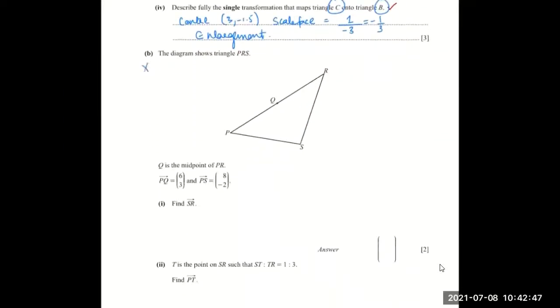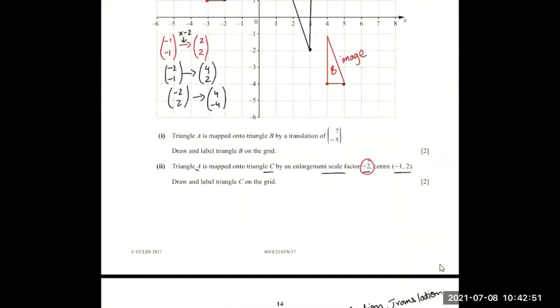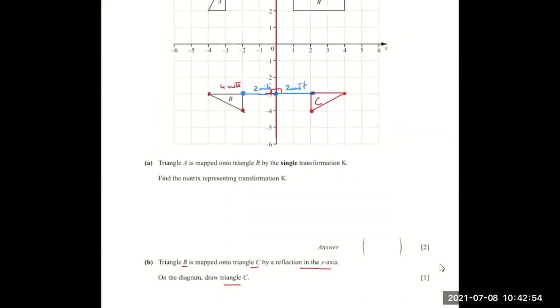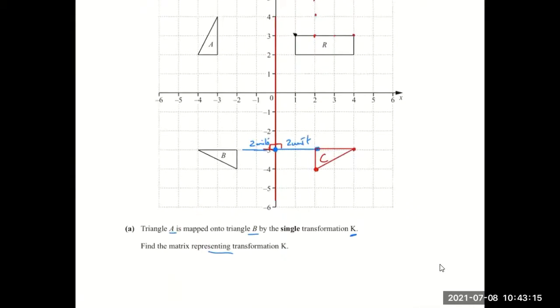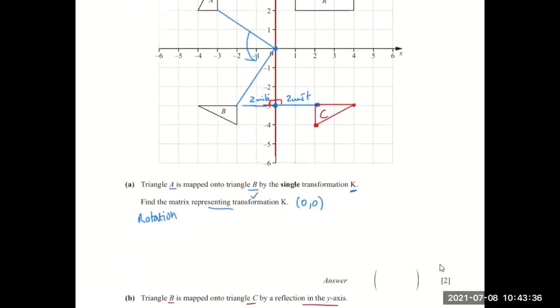Okay, the second part is vectors. Let's just leave that right now. We've done this question completely. There's a matrix left in this question. Let's talk about that. It says triangle A is mapped onto triangle B by a single transformation K. Find the matrix representing the transformation. So what do A and B look like? This looks like a rotation to me. Whenever I ask you to construct a matrix, the center always has to be (0, 0). So if I were to plot this about (0, 0), I would see that this is a 90-degree anti-clockwise transformation.